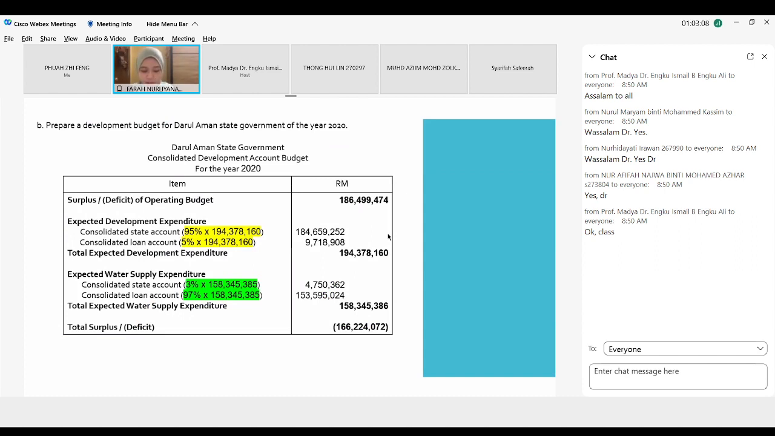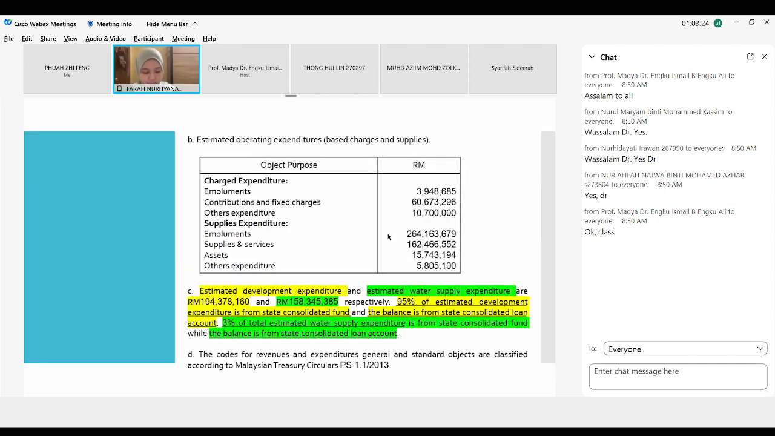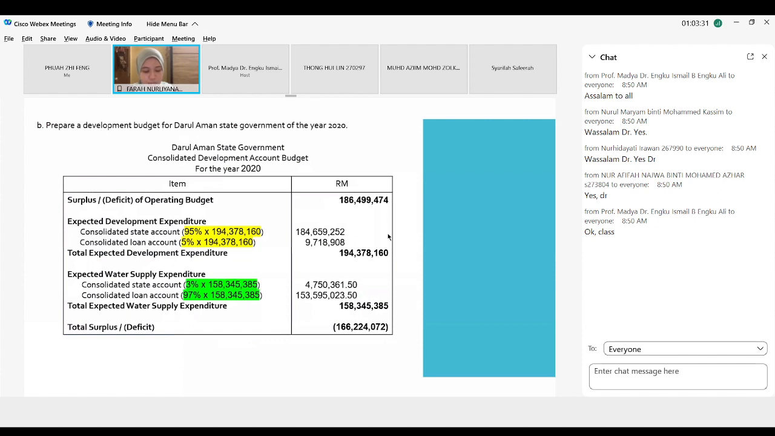For the expected water supply expenditure, 158,345,385 ringgit is calculated from the information stated in C also, which is 3% of the expected water supply expenditure is for the consolidated state account, and the remaining balance, which is 97%, is for the consolidated loan account. Lastly, the surplus of operating budget should be less the total of expected development expenditure and the total expected water supply expenditure. Then we got the total of development budget deficit, which is negative 466,224,072 ringgit. I think that's all for the presentation from Group 9.